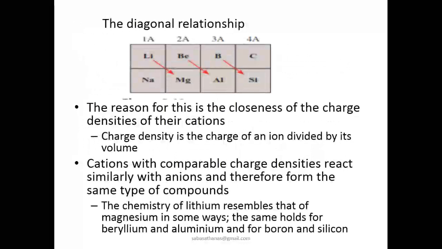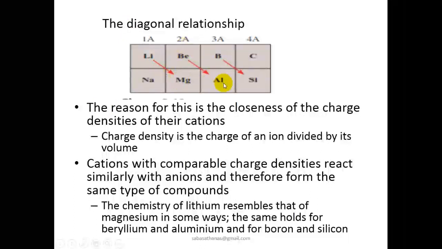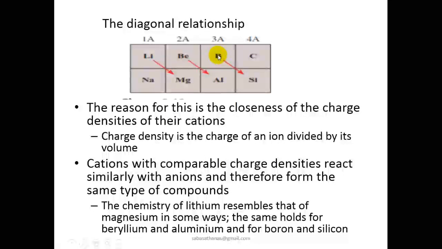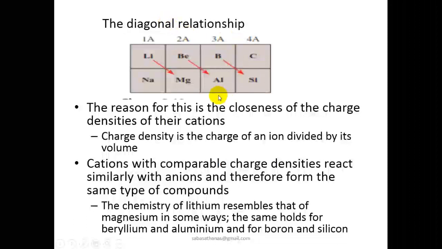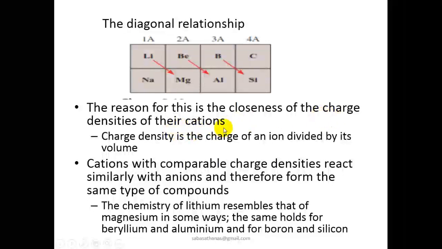And examples like this one, you can see lithium and magnesium ina uhusiano mkubwa. Beryllium and aluminium properties zake zinafanana. Boron and silicon properties, hiyo ndio diagonal relationship. Why diagonal relationship? This is due to the closeness of the charge density of their cations. Unakuta charge zake ziko very close, na ndio maana unakuta properties zake zinafanana.